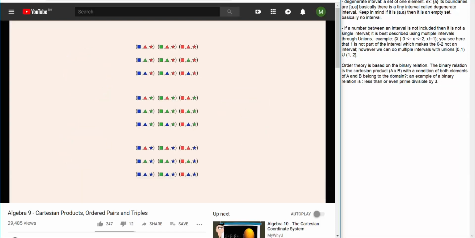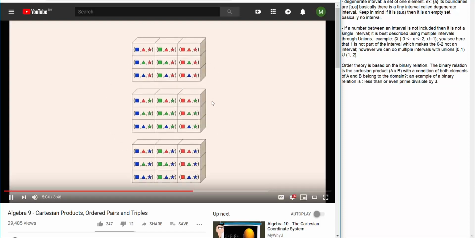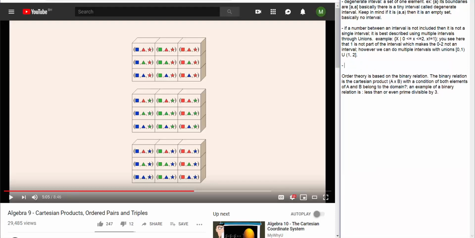These ordered triples form the Cartesian product of A, B, and C. The ordered triples from the Cartesian product of 3 sets can be arranged in a 3-dimensional grid. So we need to write this down. It's super important. Cartesian product.